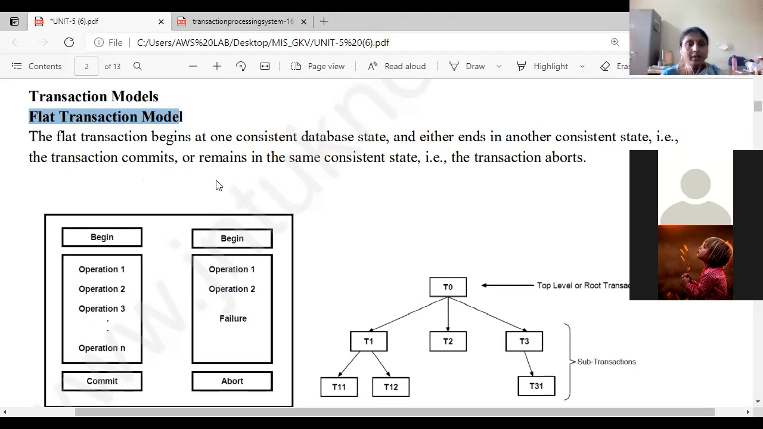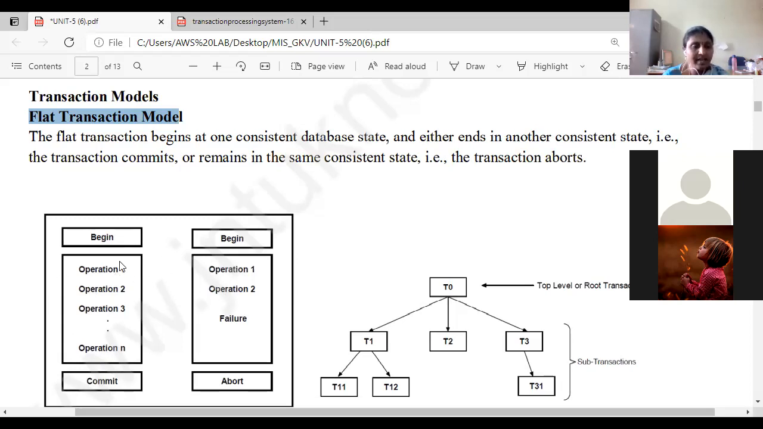So when a transaction aborts, it remains in the same consistent state. That means whatever changes you were making have not occurred; they have been undone. That is called abort. You understand this, and you can write any example which you have done previously.